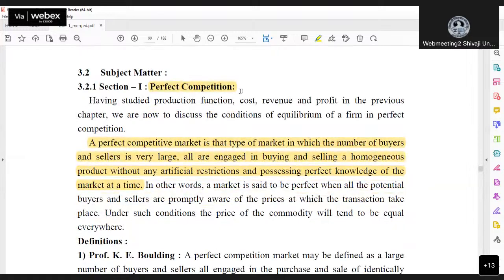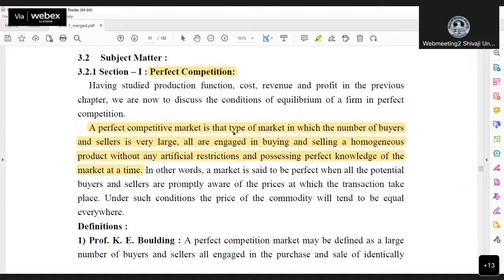Then, perfect competition means what? The perfect competitive market is that type of market in which the number of buyers and sellers is very large. There is a product, XYZ products are there. There are also a number of sellers and a number of buyers. Both are large in quantity, engaged in buying and selling the products.